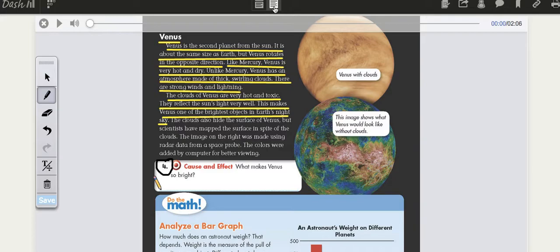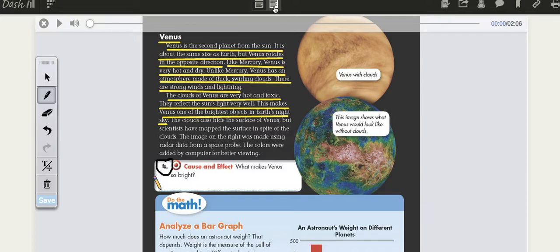So Venus is the second planet from the sun. It's about the same size as Earth, but Venus rotates in the opposite direction. So Earth rotates from the west to the east, while Venus rotates in the opposite direction. Like Mercury, Venus is very hot and dry because it's very near to the sun. Unlike Mercury, Venus has an atmosphere. We said that Mercury doesn't have an atmosphere. On the other hand, Venus has an atmosphere made of thick swirling clouds.